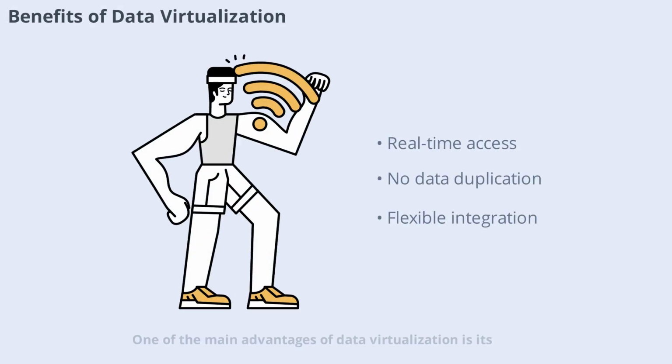One of the main advantages of data virtualization is its ability to provide real-time access to data across multiple systems. This means users can run queries and generate reports without waiting for data to be moved or transformed. Virtualization also reduces storage costs, since data isn't duplicated. It's a flexible solution for organizations that need to integrate data quickly and efficiently, especially when dealing with complex or distributed environments. However, it's important to consider performance and security when implementing virtualization.